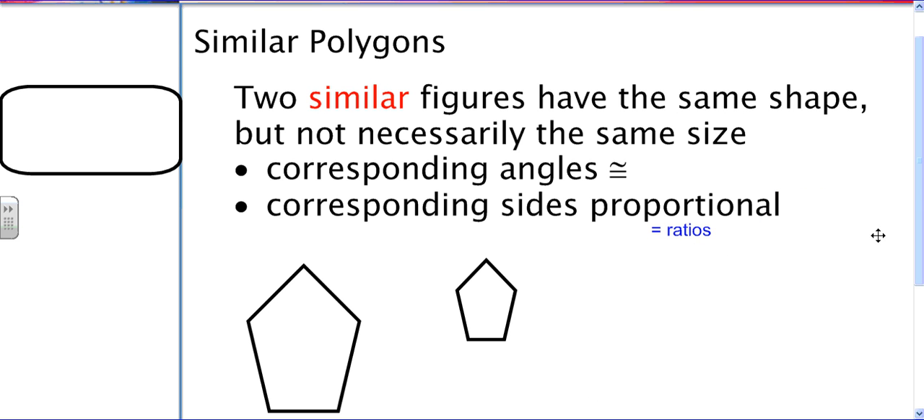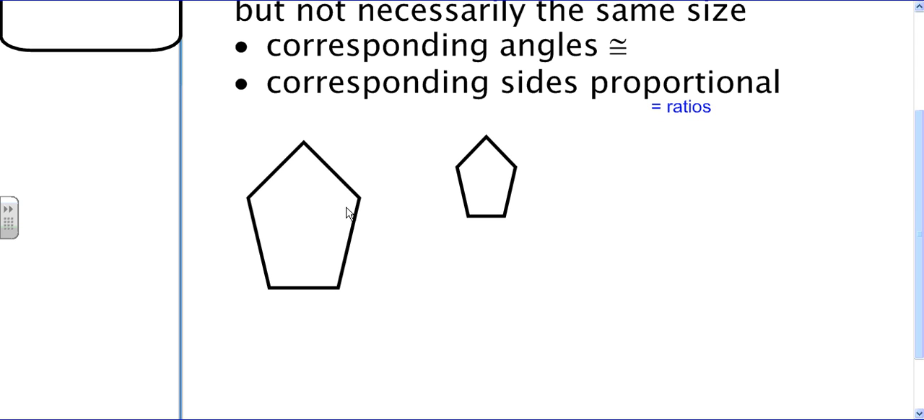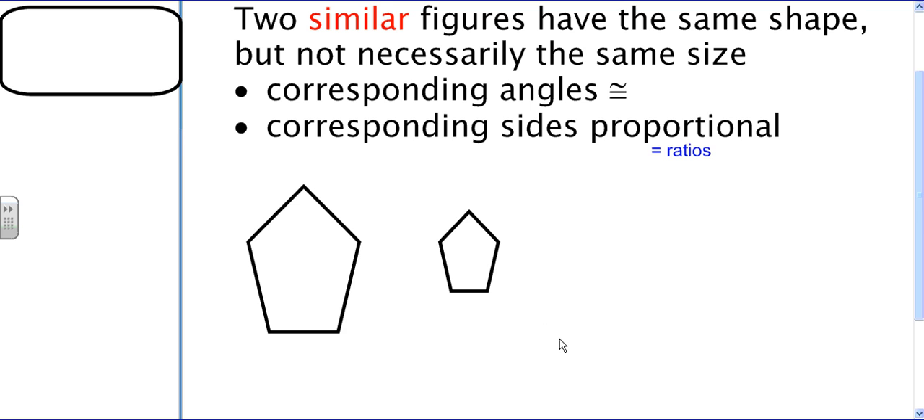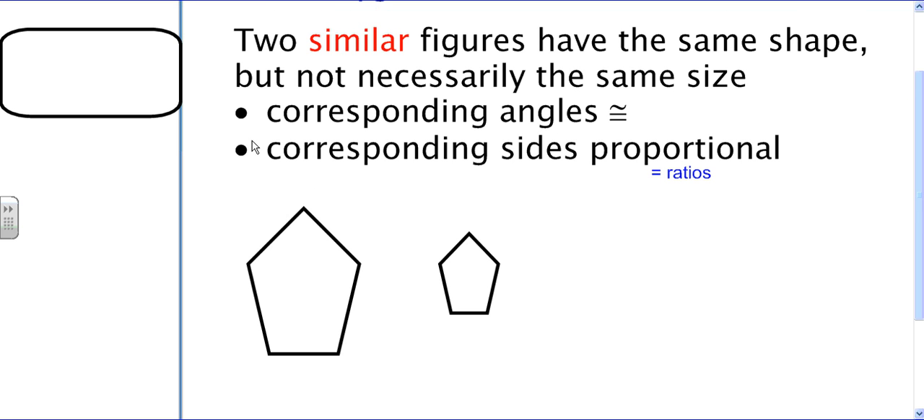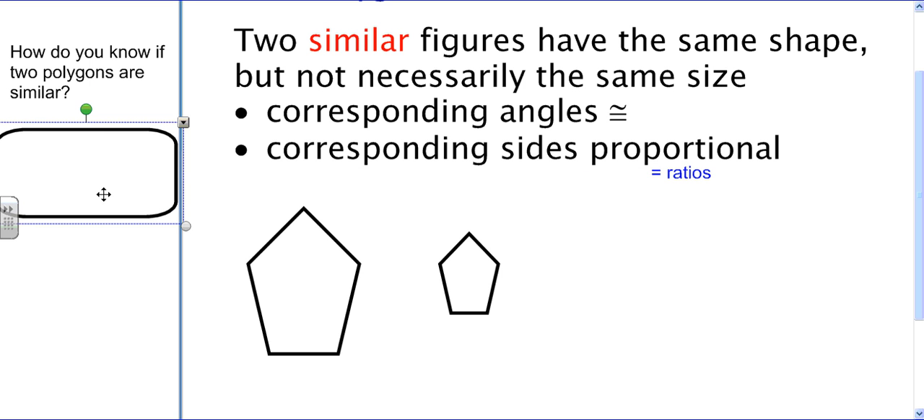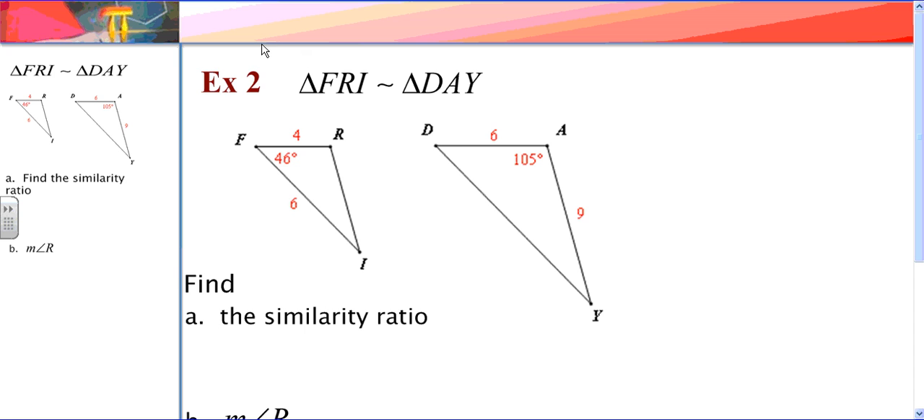So for example, if you look at this diagram here, you can see that these pentagons look like they have the same shape, but it looks like these sides in the second pentagon are much smaller than the first pentagon. And it turns out that maybe every single side is exactly half as big. Then all of the sides would be proportional. So we'll check out how to investigate if something is proportional in the next example. But our question that we're going to put over here is, how do we know if 2 polygons are similar? So let's look at an example here.